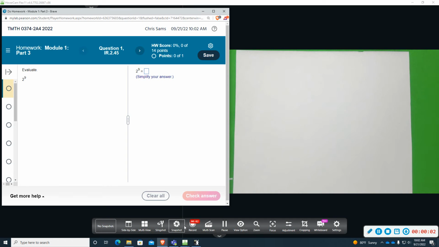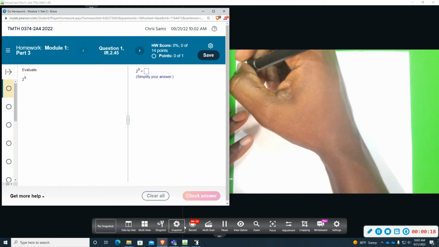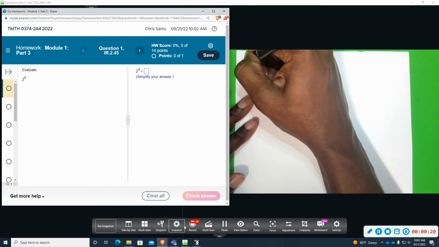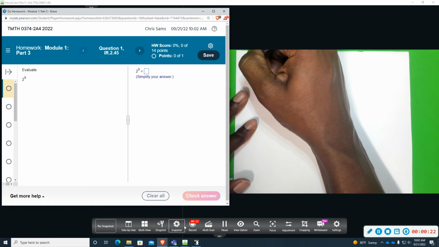All right, so this is module 3, number 1. We're going to be evaluating algebraic expressions. This one we have 2 to the 9th power. So we want you to remember what that means. So you have 2 with an exponent of 9.